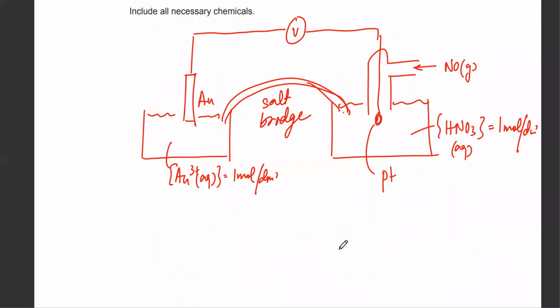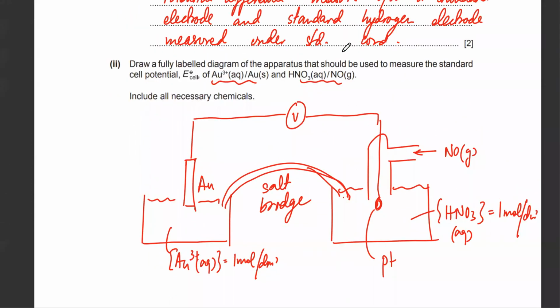So that's how you're going to get the 4 marks. Just remember, if there's a gas, there's going to be a gas jar and a platinum electrode. If there's a metal, the electrode itself would be made out of the metal.